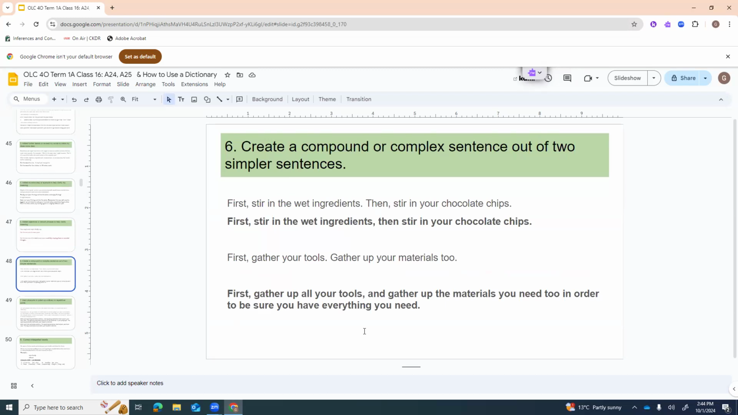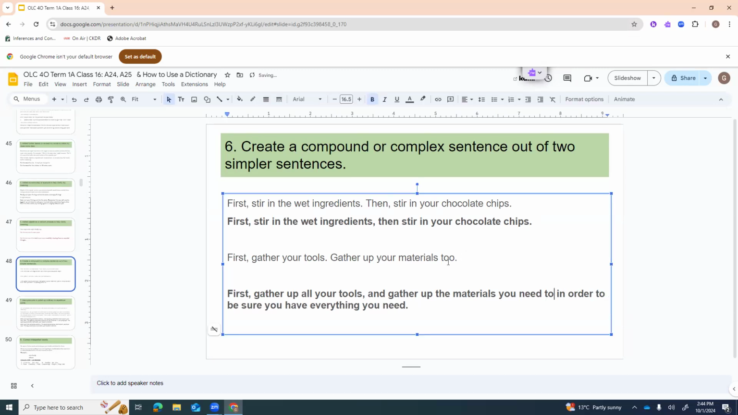Number six, create a compound or complex sentence out of two simpler sentences. So, first, stir in the wet ingredients. Then, stir in your chocolate chips. That's fine, but I could just put it all in one big sentence. First, stir in your wet ingredients, then stir in your chocolate chips. Same thing here. First, gather your tools. Gather up your materials too. First, gather up your tools and gather up the materials you need, in order to be sure you have everything you need. And so I added some more words too to make it more interesting.